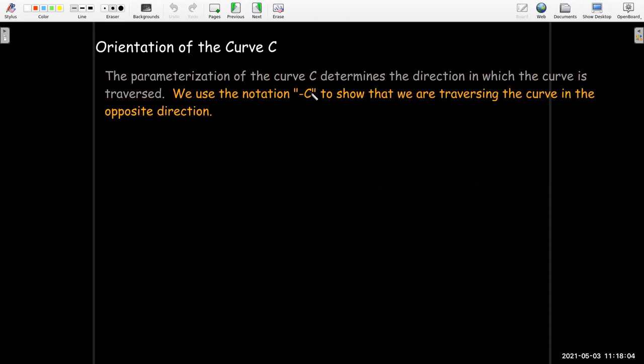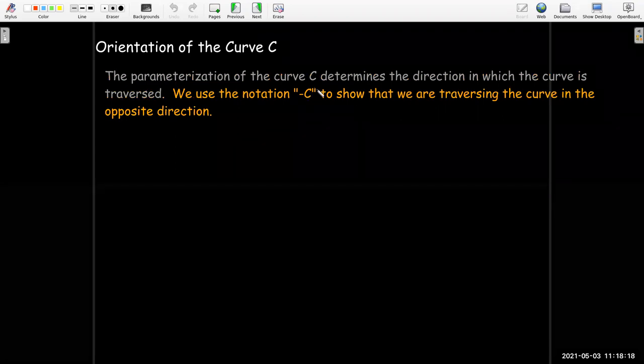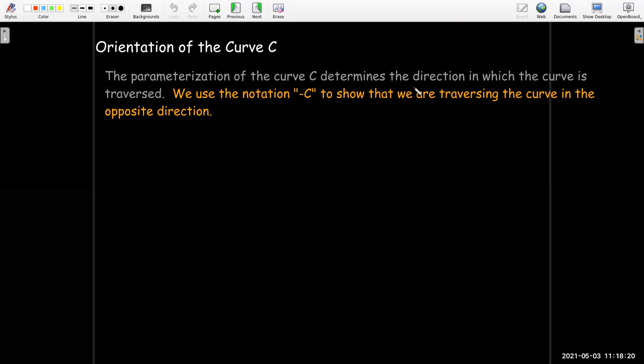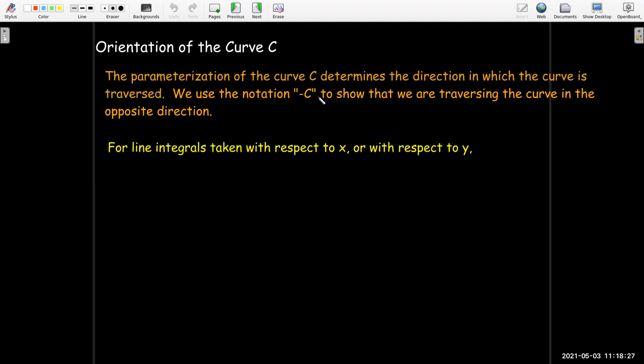We use a minus sign in front of the C for the curve to indicate that we're going to traverse the curve in the opposite direction of the given parameterization. So instead of traversing it the way the parameterization tells us, we're going to go in the opposite direction. And there's a lot of reasons why we would do that. For example, it might be easier to evaluate the integral. Or it may be a simpler way to set up the parameterization.